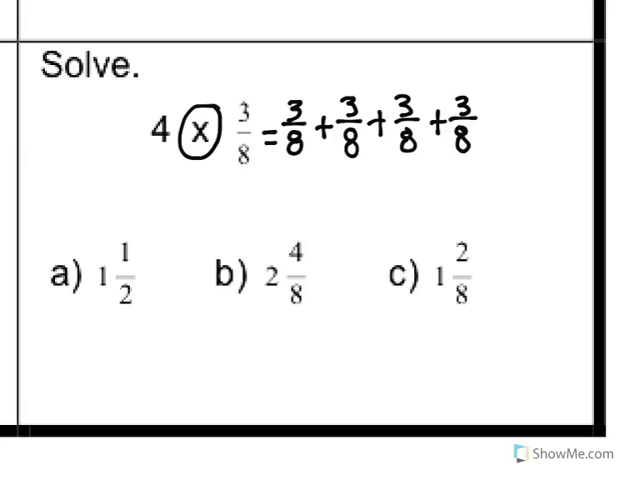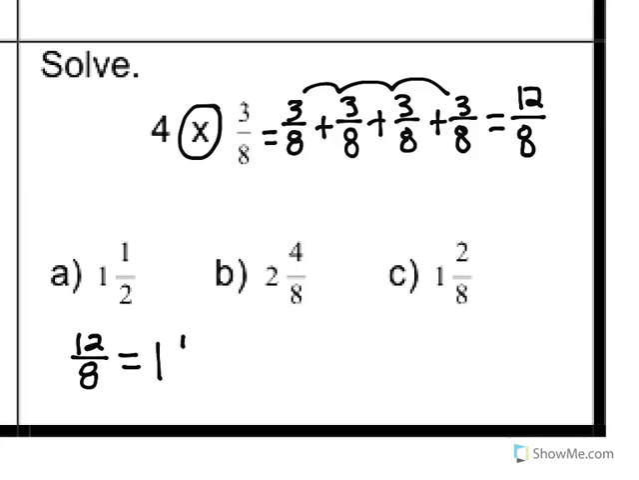So 3/8 plus 3/8 plus 3/8 plus 3/8 equals 12/8. Well, that's not an answer choice. All my answer choices are mixed numbers. So that just means I need to take my 12/8 and turn it into a mixed number, which would be 1 4/8. But that's still not an answer choice. Well, it's kind of like our last one. That must mean if we've done the problem right, one of these answer choices has to be equivalent to 1 4/8.